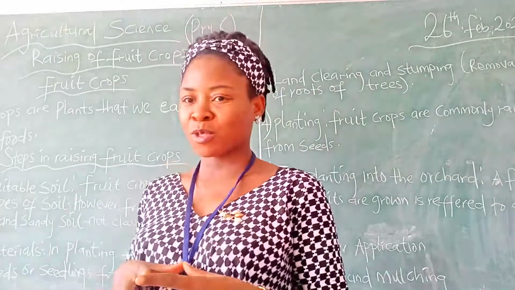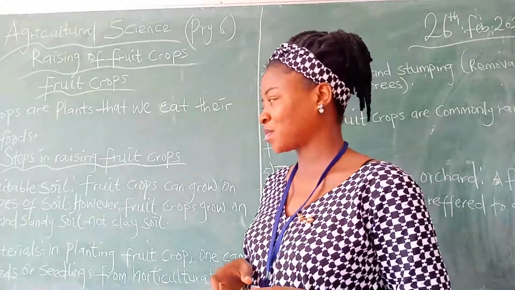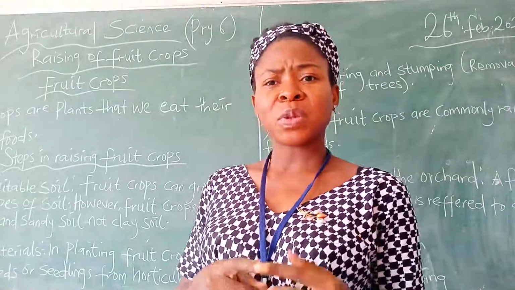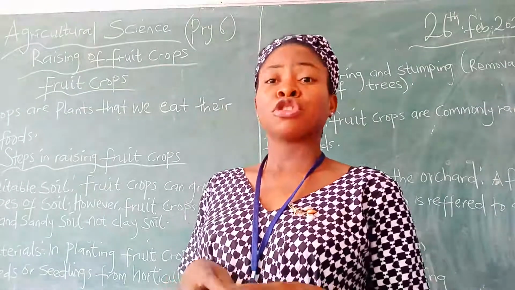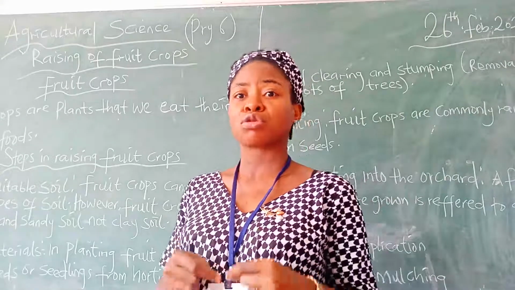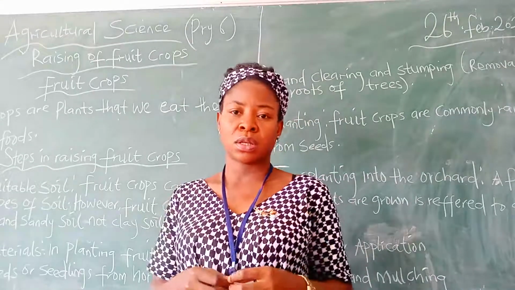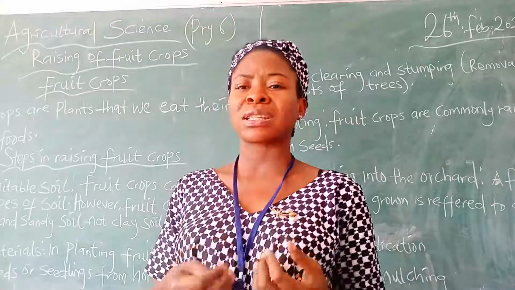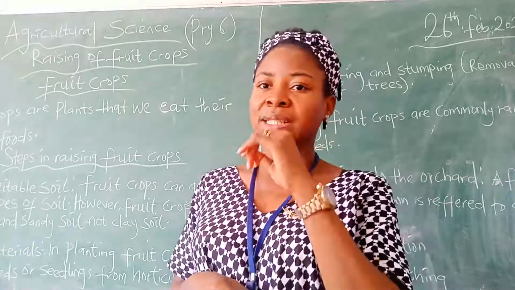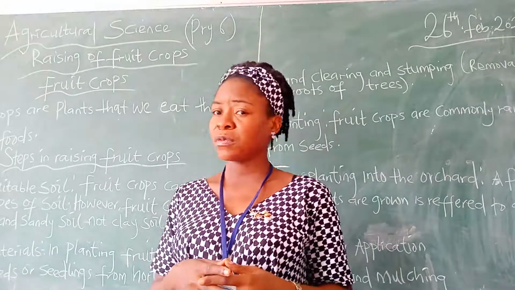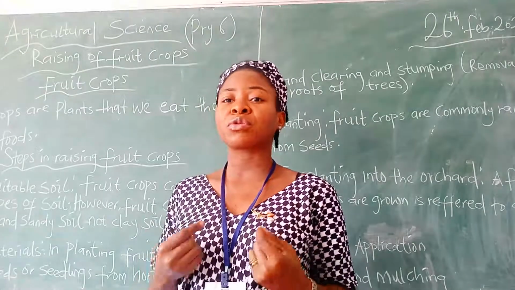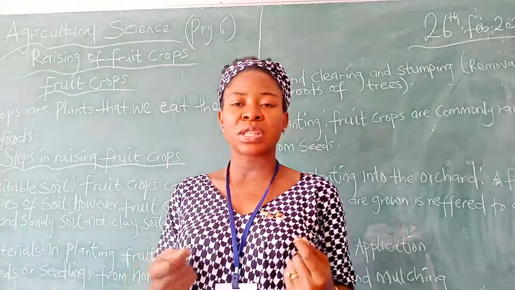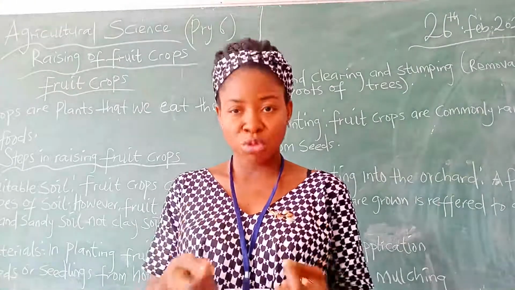Now let's go to the board and see what happens there. The first one is choose suitable soil. Before you start raising your fruit crops, you must choose your soil. And you do not choose just any soil. You will choose the suitable soil that will be okay for you to plant the crop. Very, very important. You cannot plant fruit crops in any kind of soil that you see. So it's very important for you to choose the one that will be suitable for your crop.